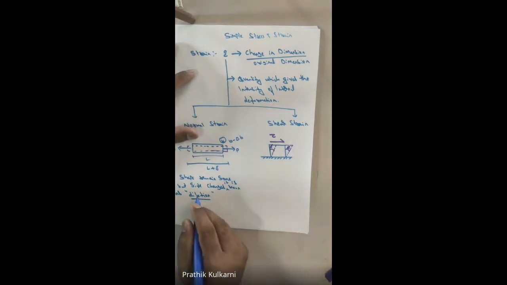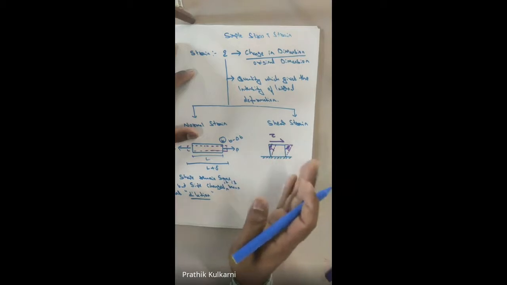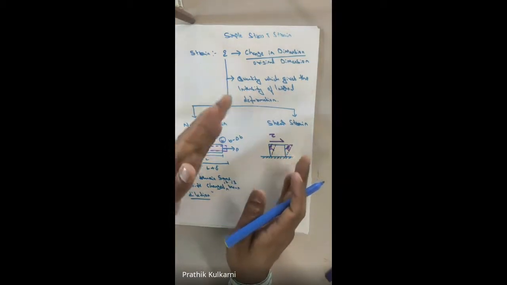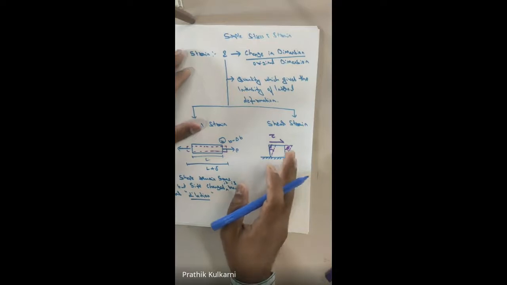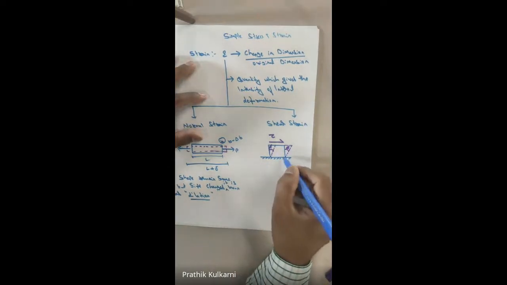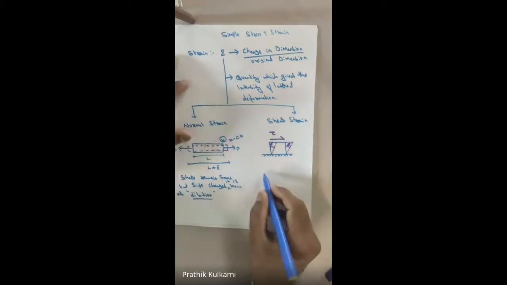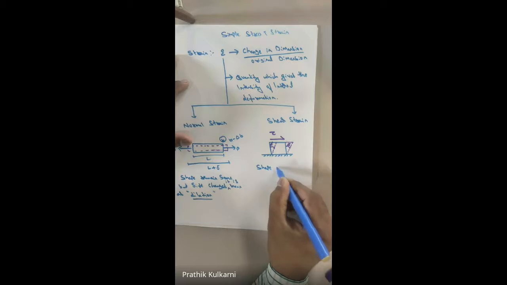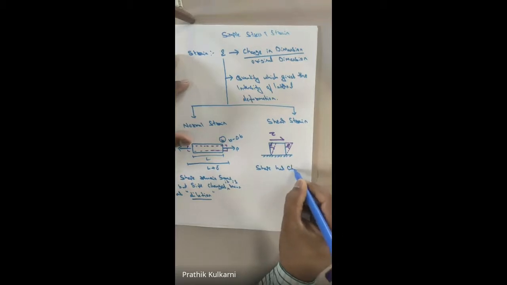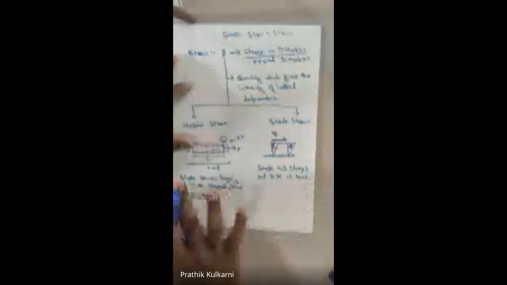Now here what is happening? Due to your shear, there is a change in shape. Yes or no? The shape earlier was a square or rectangle, now it has been changed. Yes or no? Now the shape has been changed. What happens to the size? Size is same. Size is not going to change.